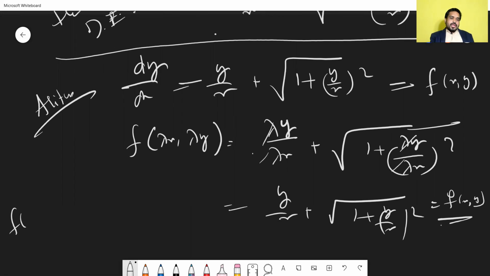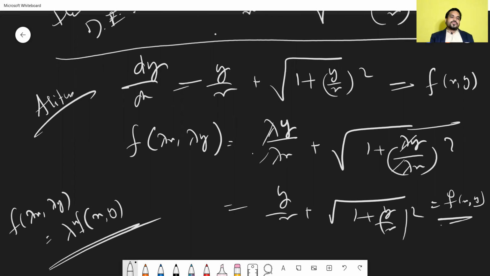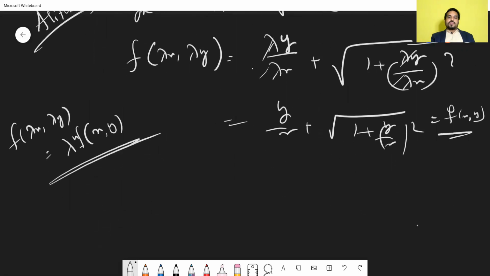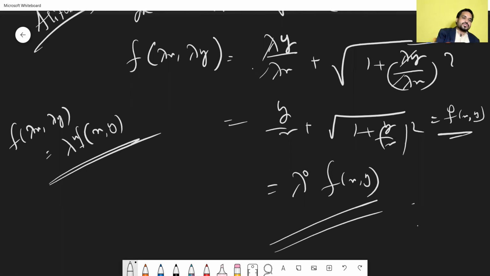If f of lambda x comma lambda y equals lambda to the power n f of x, y, then the differential equation is called homogeneous. Here also our situation is like this. F of lambda x, lambda y means lambda to the power 0, f of x comma y. What is 0? 0 is the degree of the homogeneous function. So student, this question is solved.